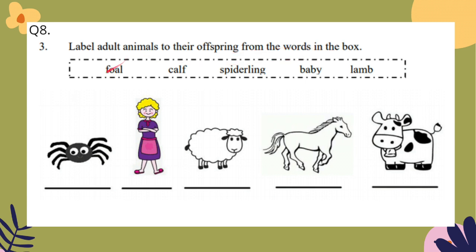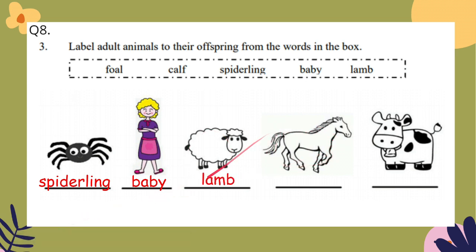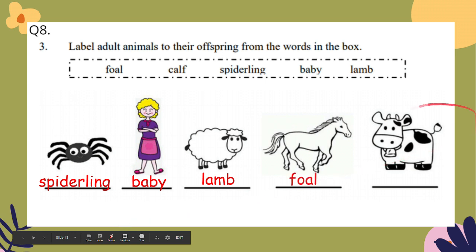Now, let's match adult animals to their offspring using the words in the box. You have foal, calf, spiderling, baby, and lamb. Okay, a baby of a spider is called a spiderling. For the human, we call the offspring a baby. And this sheep, its baby is called a lamb. What about this horse? We call it a foal. And for this cow, the offspring is called a calf.